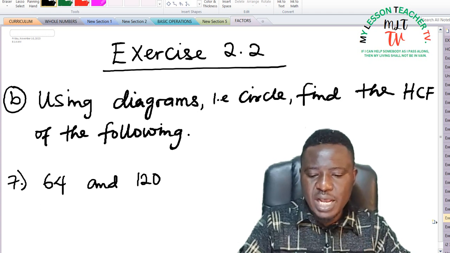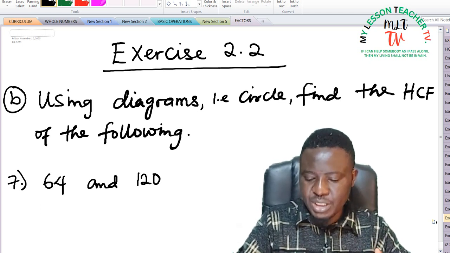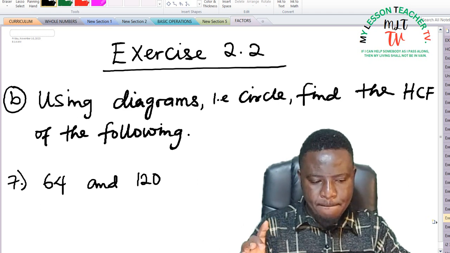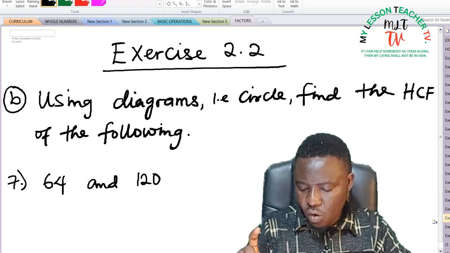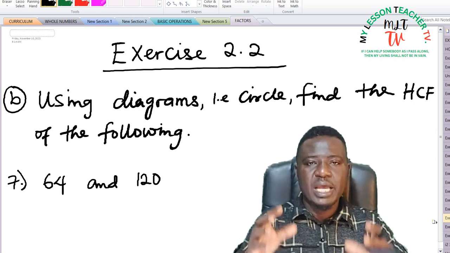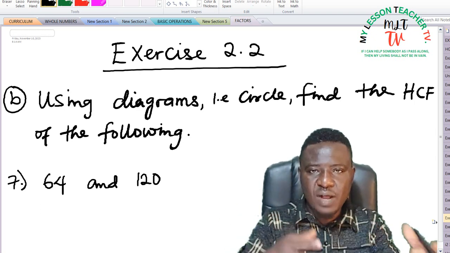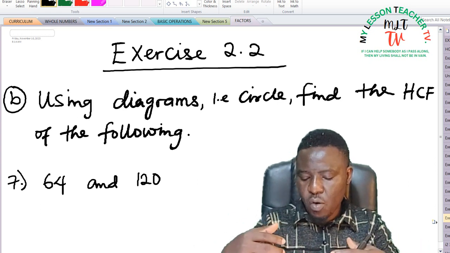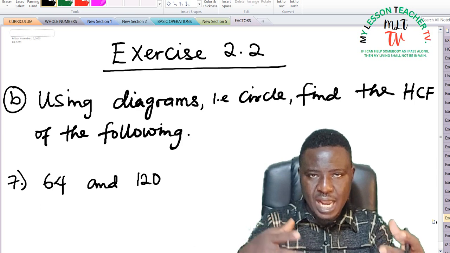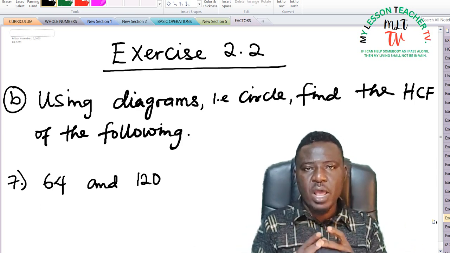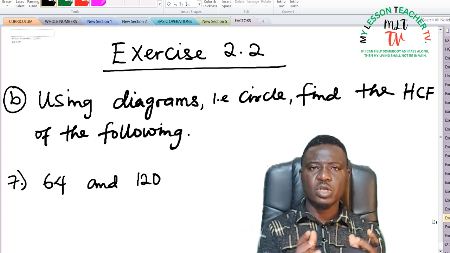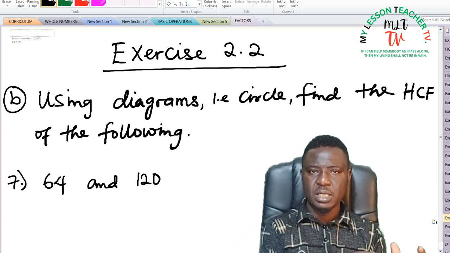Question 7 on exercise 2.2b reads that using diagrams, that is circles, we have to find the HCF of 64 and 120. HCF simply means the highest common factor of 64 and 120. And how do we do this? Using diagrams. We shall first of all express 64 and 120 as the product of their prime numbers.